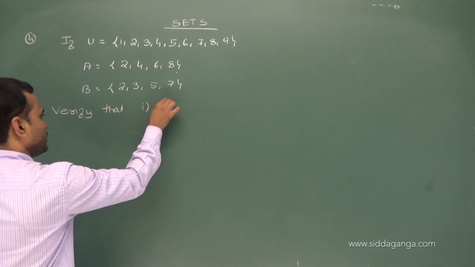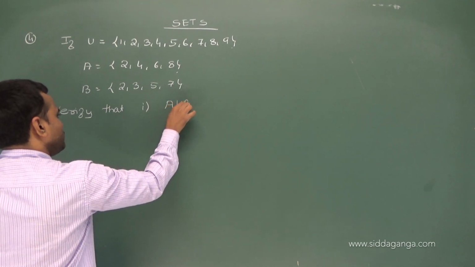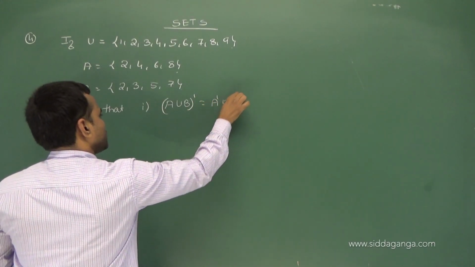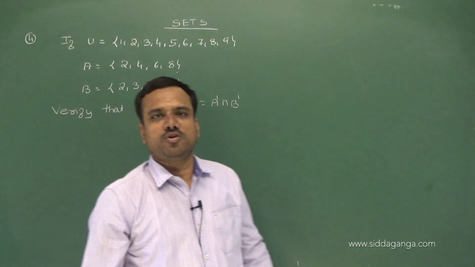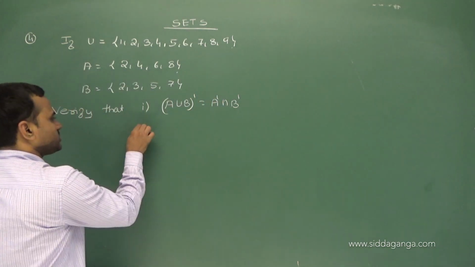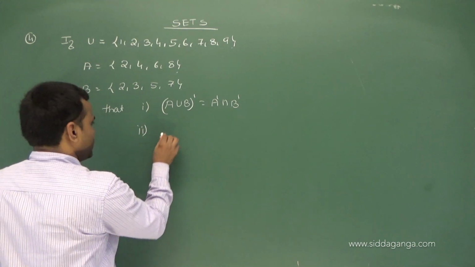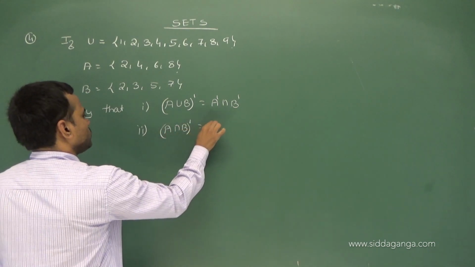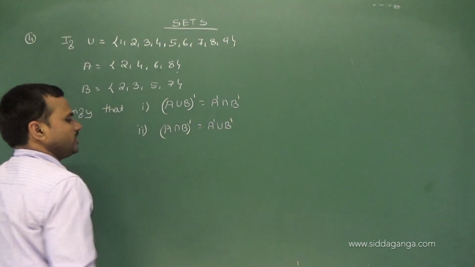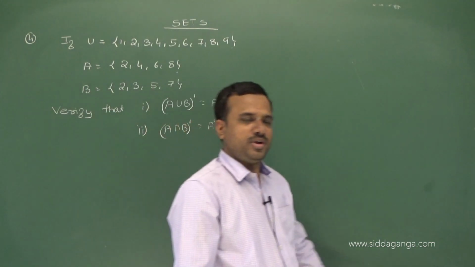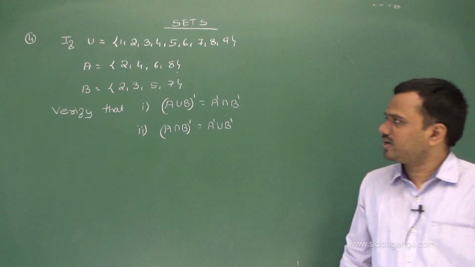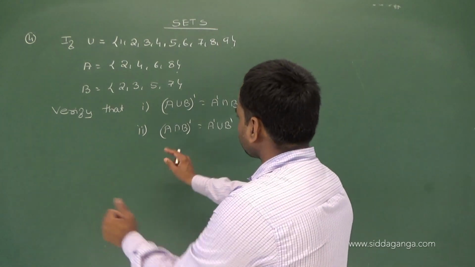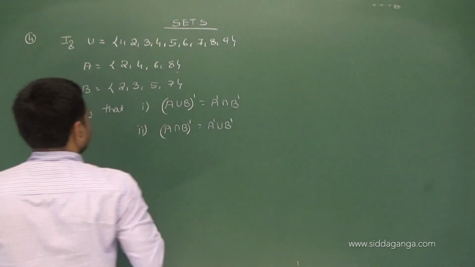that first one: A union B whole dash is equal to A dash intersection B dash. A union B whole dash is equal to what? A dash intersection B dash. Second one: A intersection B whole dash is equal to A dash union B dash. A intersection B whole dash is equal to what? A dash union B dash. Okay. First one, what do I do?